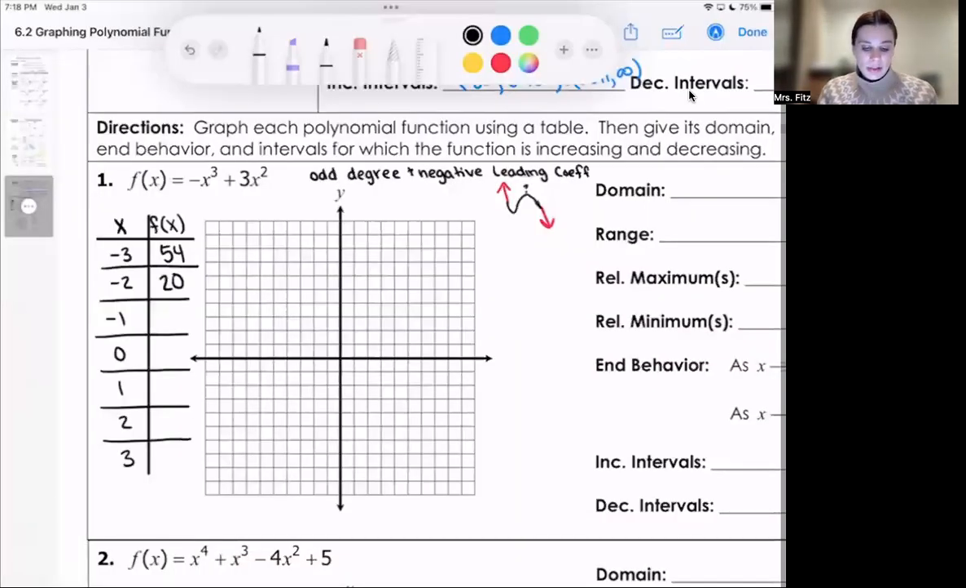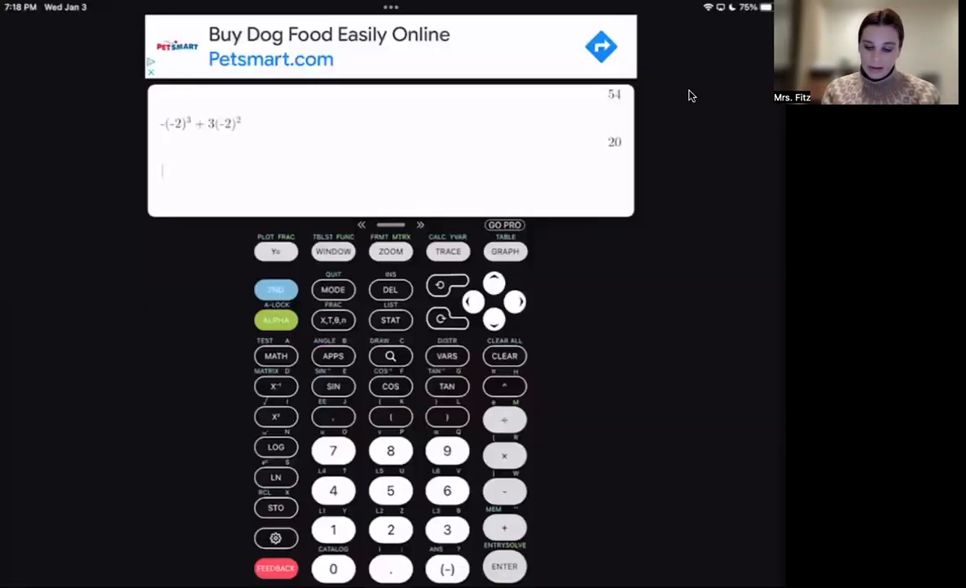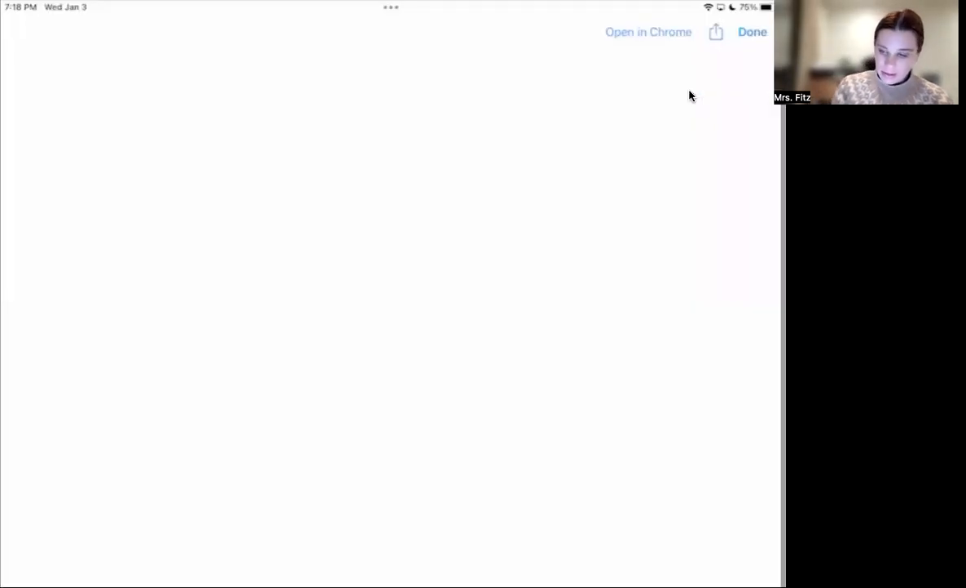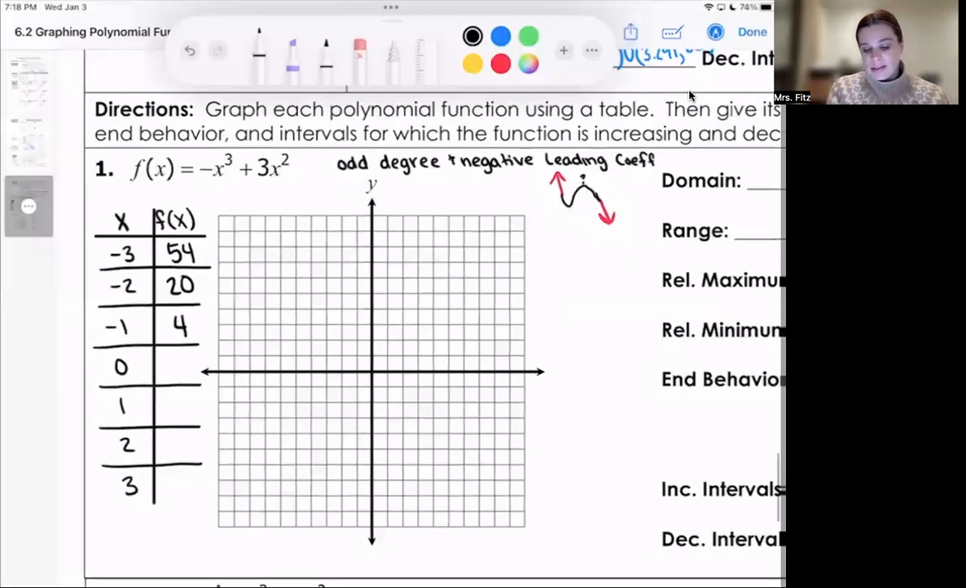All right, next we want to do -1. So you can do the same thing. Up twice, hit enter, replace the 2's with 1's. Note this only works if you make sure you put parentheses in there. All right, looks like we get 4. So I'm going to go ahead and put that there. 4.